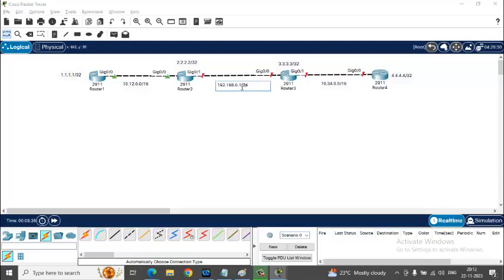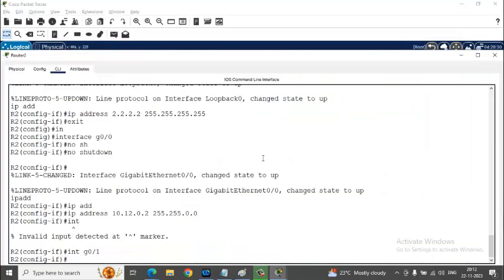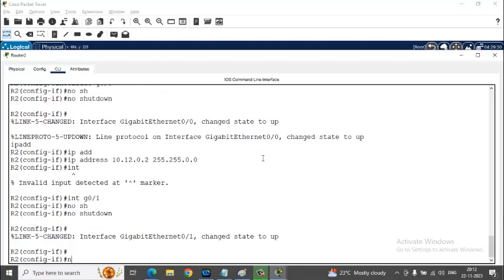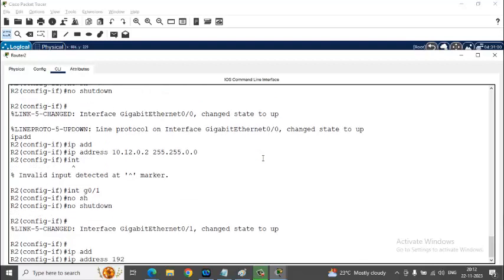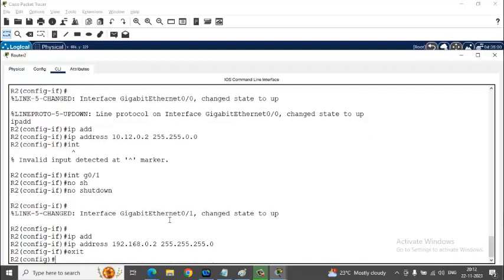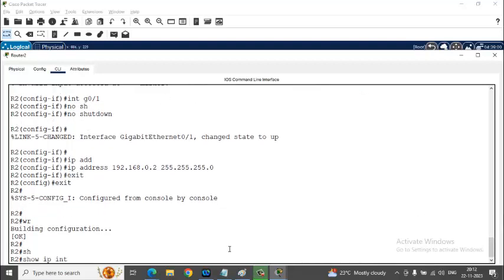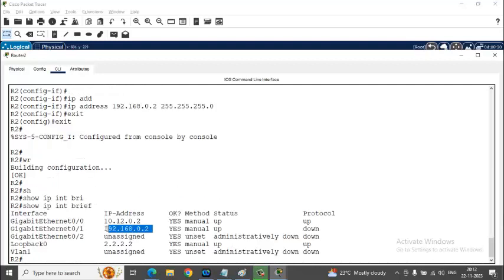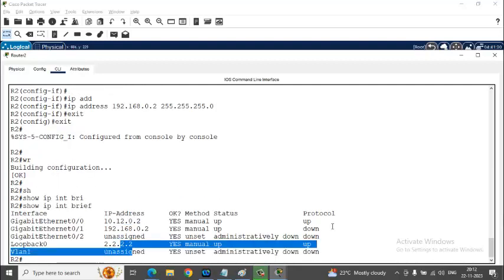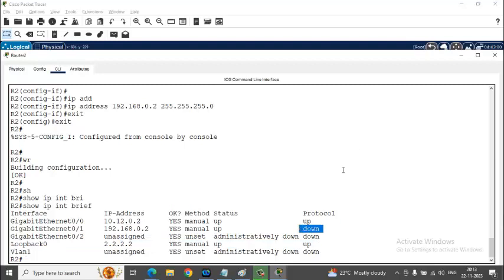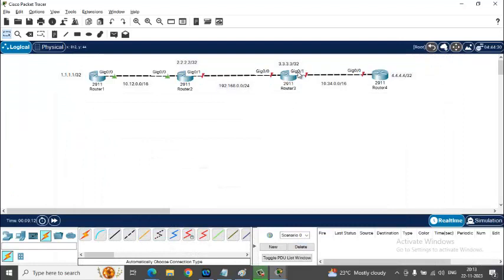Interface loopback 0, IP address 3.3.3.3, 255.255.255.255. Interface G0/0 is 192.168.0.3. I'm in router 3, so I'll give 3. And then I have to bring it up. And then interface G0/1, this one, 10.34, right? IP address is 10.34.0.3. No shut.